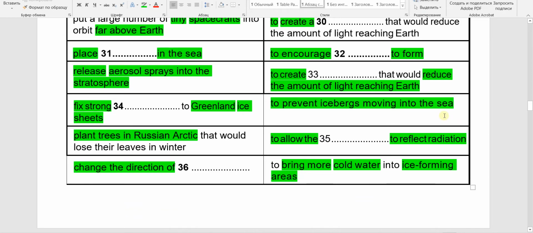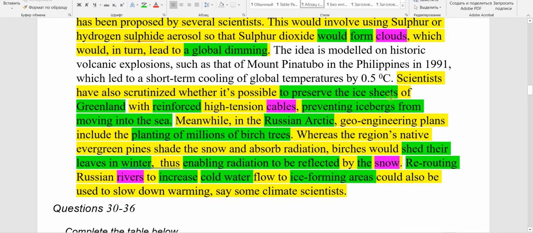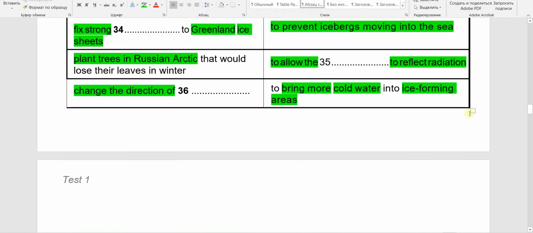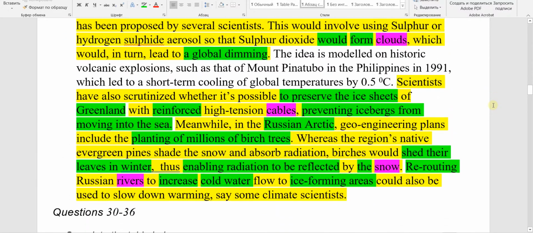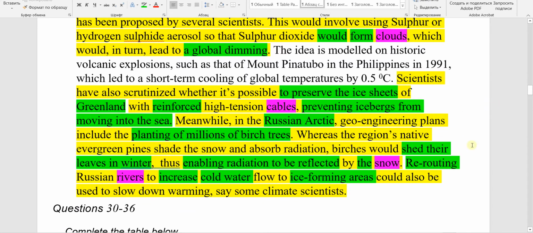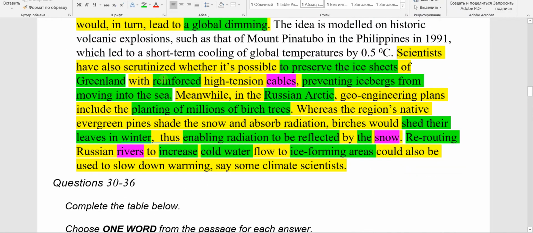Then moving into the sea, here it is, preventing icebergs moving into the sea. Here are the same words, the same sentences. So before preventing icebergs from moving into the sea, we already found cables is our correct word. Actually, fix strong. Here it is, reinforced. High tension, you cannot write. You are not able to write, and cables is our correct word.